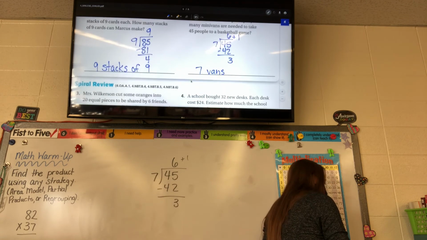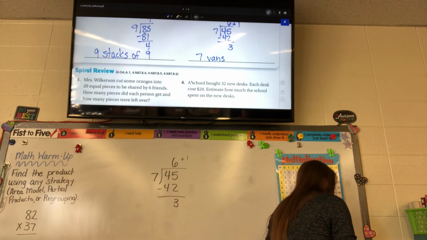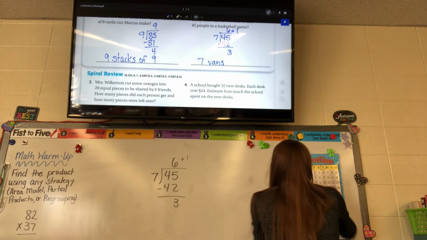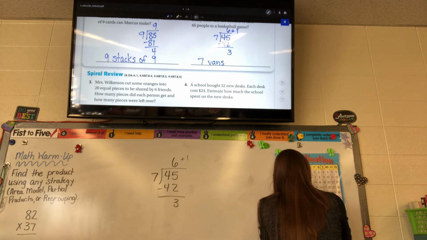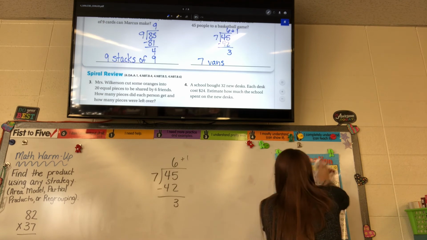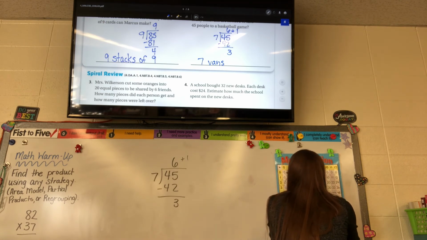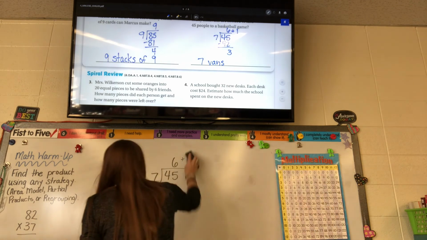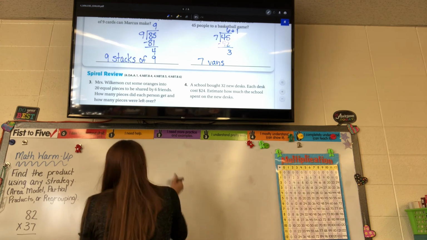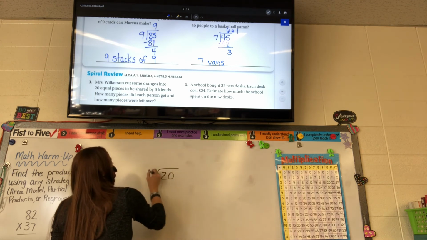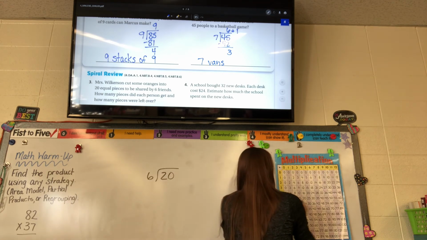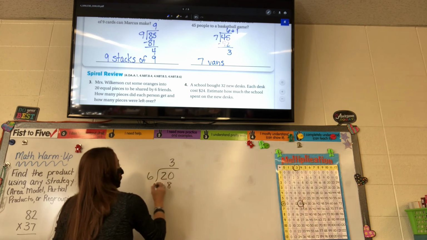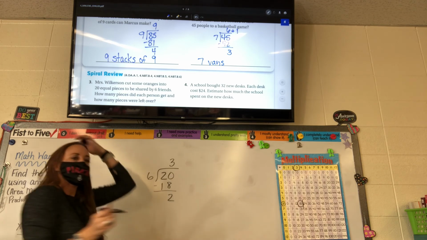Okay. Now these next ones are going to be quick because they are review. Mrs. Wilkinson cut some oranges into 20 equal pieces to be shared by 6 friends. How many pieces did each person get and how many were left over? So we want everything answered for us here. So 20 pieces, 6 friends. Okay, so we go to the 6th row, find 20. Look to the left, go up. 3 on top, 18 below. Okay, so how many pieces did each kid get?